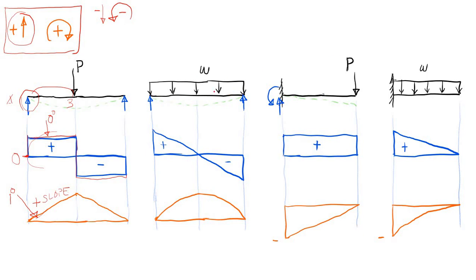Now for a uniformly distributed load, we have our reactions here at the supports, and this acts upward. Then we now have this diagonal line here. And notice that the slope is this. So this is first degree, and your moment should be second degree.